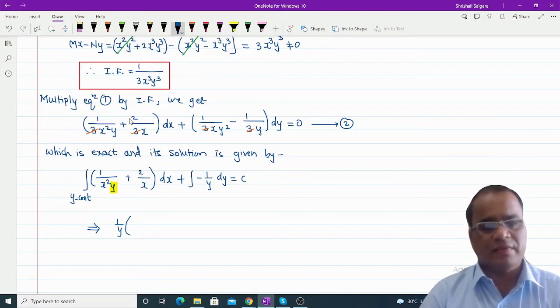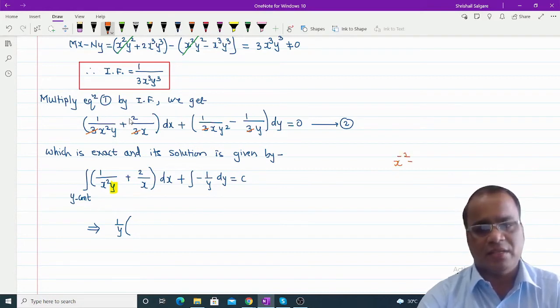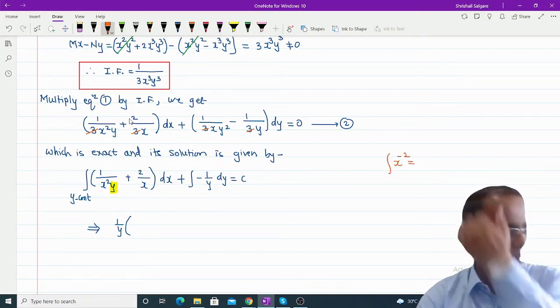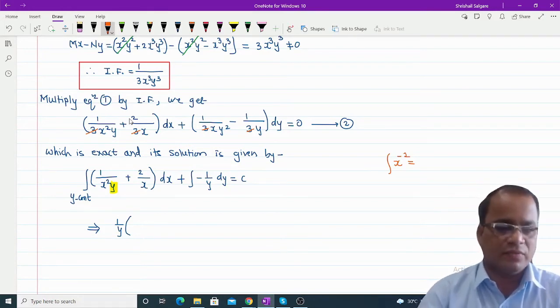Integration of 1 upon x square with respect to x. If you are not getting that term, you may write it as x raised to minus 2. What is its integration? Minus 1 by x. Yes, minus 1 by x. It's very good for taking a direct result. This is minus 1 by x.